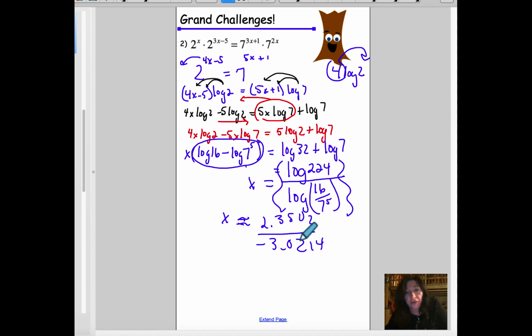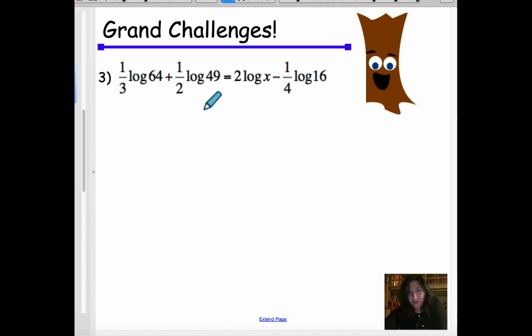And now you're just going to divide those. You're going to go 2.3502 divided by the answer. So x is about negative 0.7779. And then all you have to do now is to plug that in. I'm not going to do that. You guys do that. Check your answers.